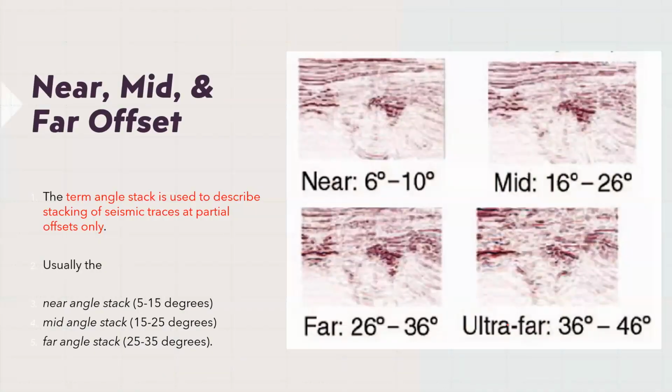In this case study, the data has been divided into different angles. As I mentioned, we are not just having near, mid, far. Here we have near, mid, far, and also ultra far. It has been divided into different degree ranges, like 6 to 10 degrees, 16 to 26, then 26 to 36, and above 36. Normally your angle is not more than 50 degrees.